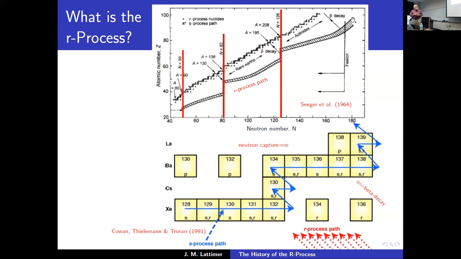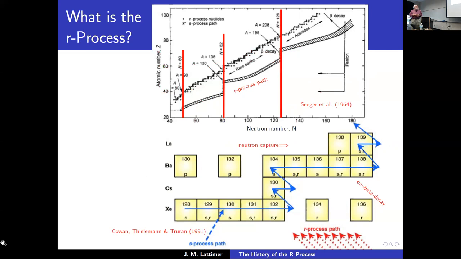And if we blow up a small section of the chart of the nuclei, the stable nuclei are indicated in yellow here. The S process path follows stable nuclei until you get to an unstable nucleus, you beta decay back to stability, and you keep doing this and build up the stable nuclei in this order. The ones that are too proton rich to be part of the S process are formed by proton capture reactions, probably in explosions on neutron star surfaces.